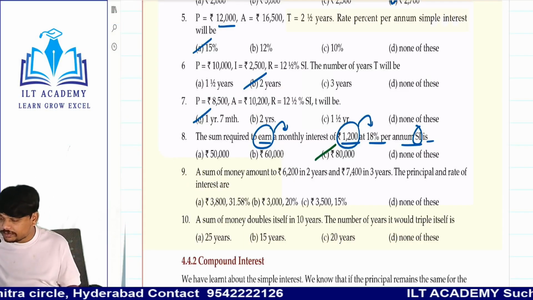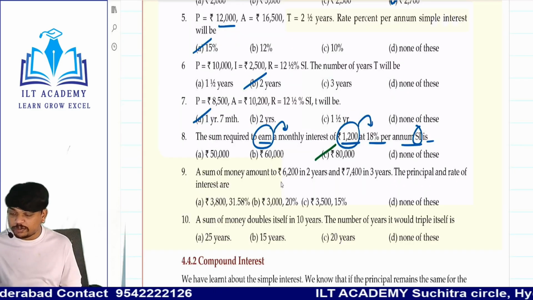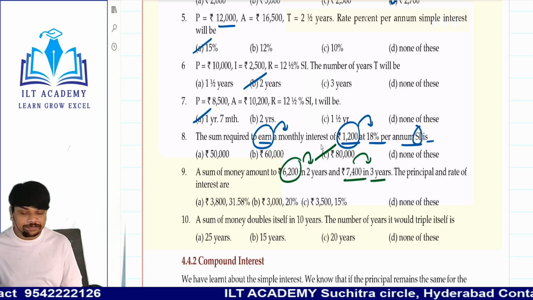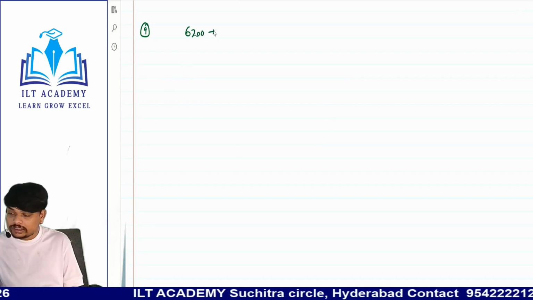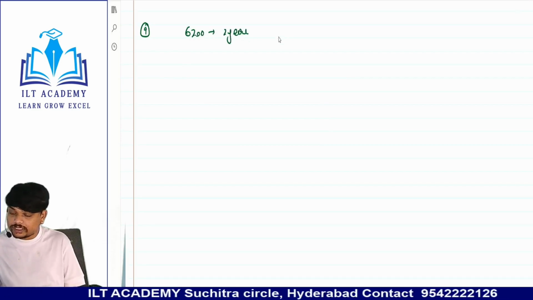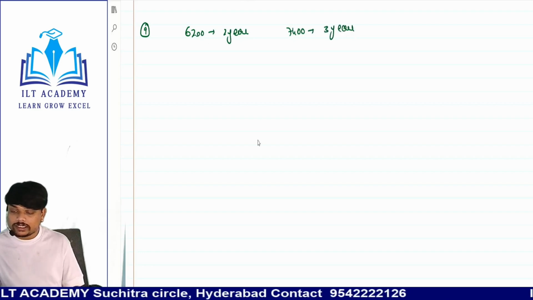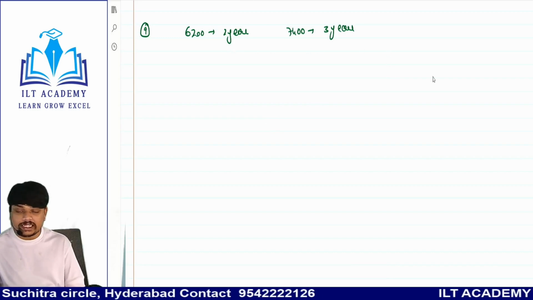देखो 9th वाला question. A sum of money amounts to 6,200 in 2 years and 7,400 in 3 years. Now let us understand this. 6,200 होने के लिए 2 years लगता and 7,400 होने के लिए 3 years लगता. Now let us understand one question. Okay, ये sum करने से पहले एक example करेंगे.